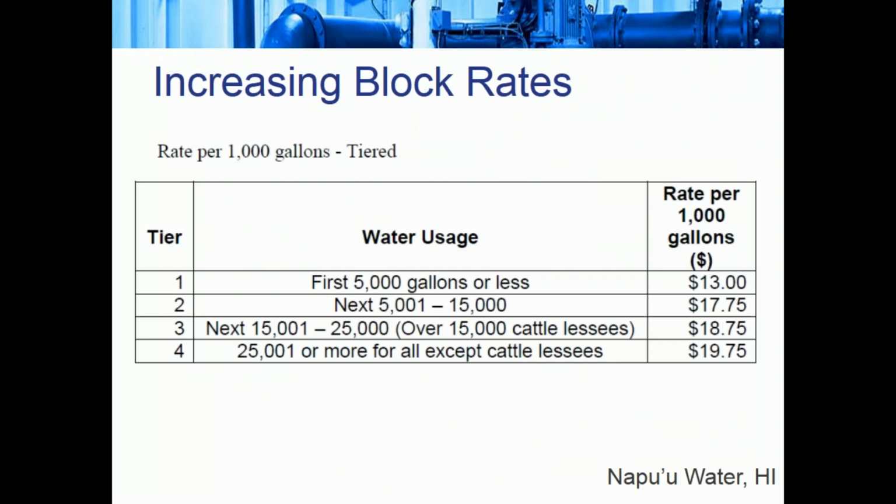One example of this here is the Napulu water system in Hawaii. They have a rate where the first 5,000 gallons is at one rate, 5,000 to 15,000 is at another rate, and then above 15,000 is at a third rate. So again, pretty standard rate structure and geared towards encouraging conservation.